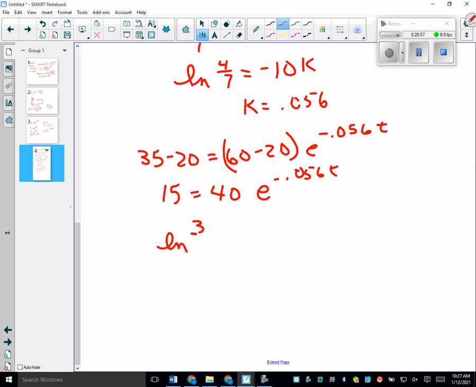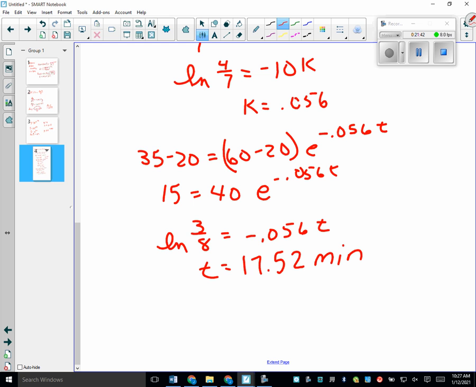ln of, isn't this 3/8? Equals negative 0.056 T. What is T? 17 and a half more minutes. Okay.